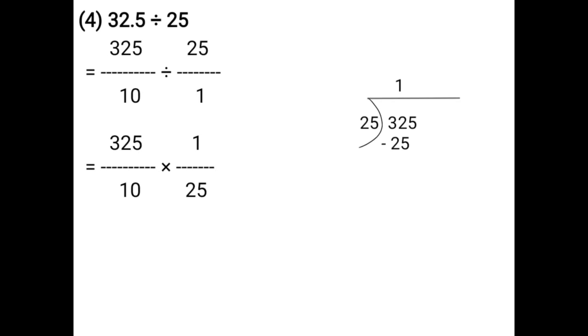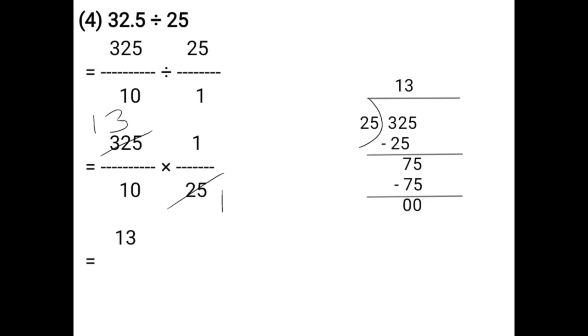25 ones are 25. 32 minus 25 is 7. 5 you have to bring it down. 25 3s are 75. 75 minus 75 is 0. Now you have to do 25 table cancellation. 25 ones are 25. 25 13s are 325, that is equal to 13 ones are 13 upon 10 ones are 10. 13 upon 10 is 1.3.